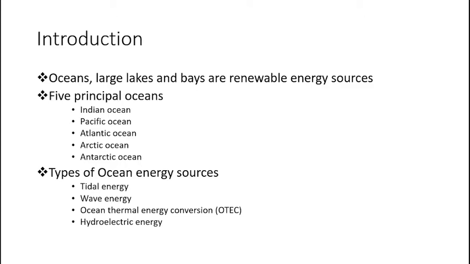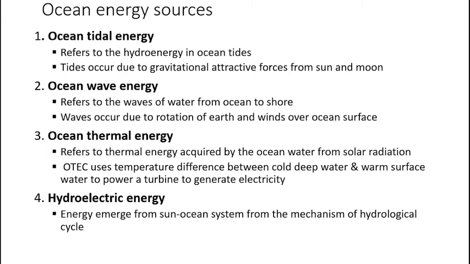There are 4 types of ocean energy sources. That is, ocean energy sources are broadly classified into 4 categories: tidal energy, wave energy, ocean thermal energy conversion, and hydroelectric energy. So the first one is ocean tidal energy. It refers to the hydro energy in ocean tides. Ocean tides occur due to the gravitational attractive forces from sun and moon.